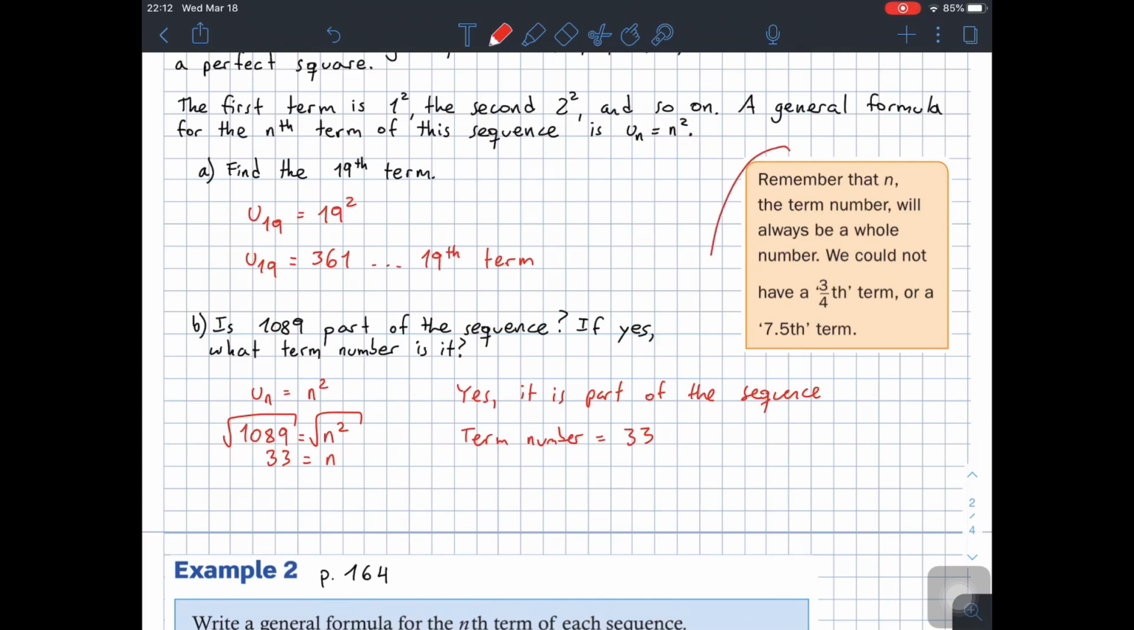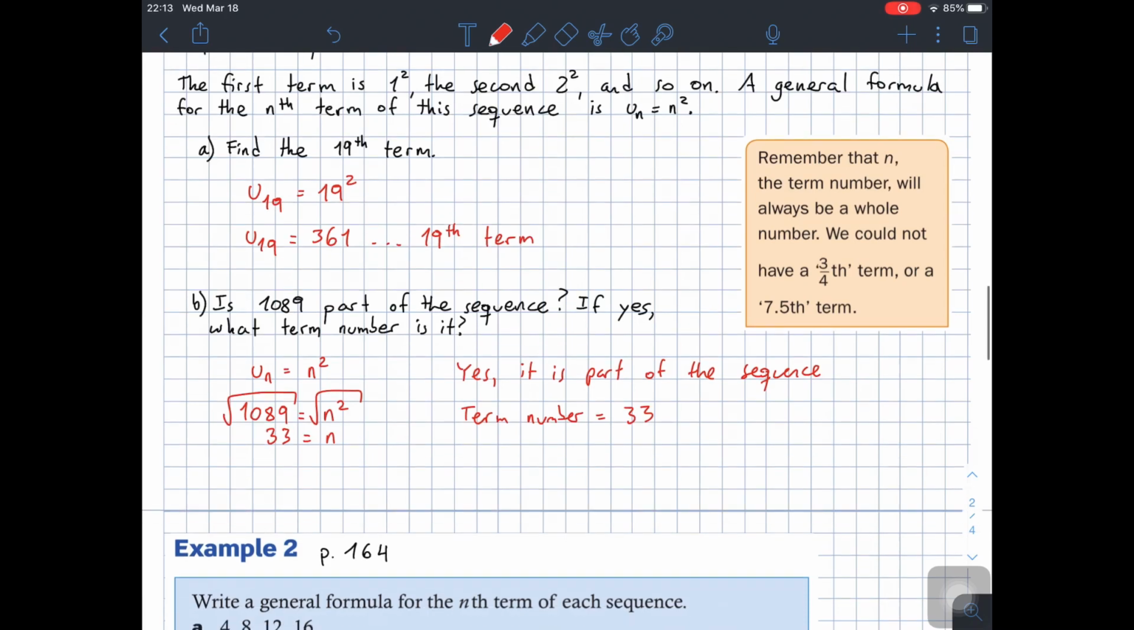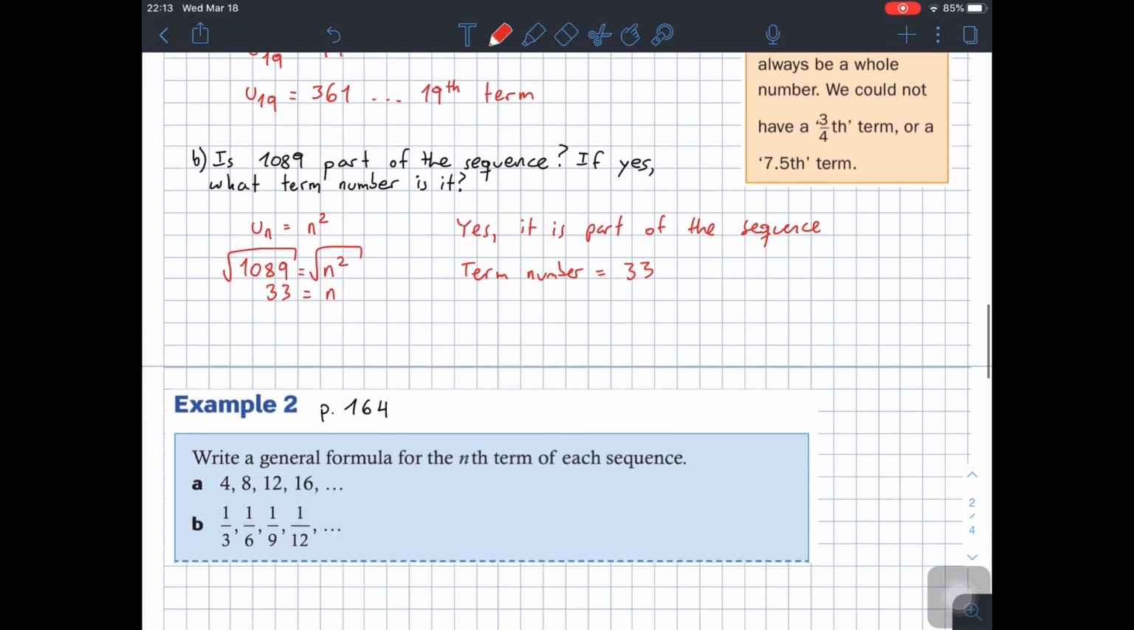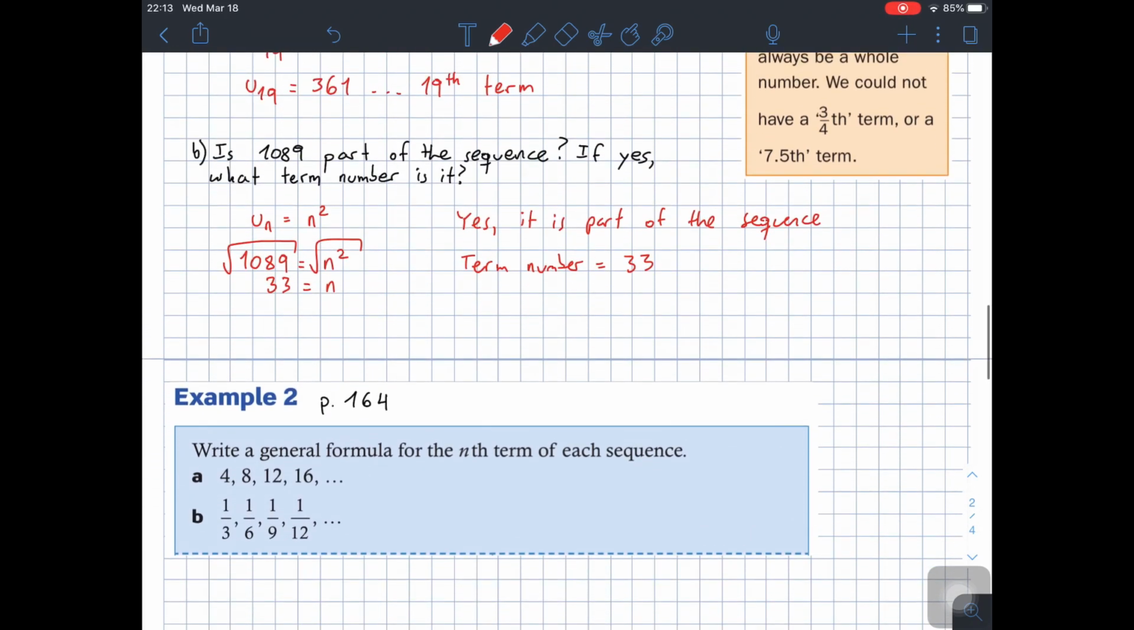Here's a very important thing for you to always have in mind. Remember that n, which is the term number or the term position, will always be a whole number. We cannot have a 3/4 term or a 7.5 term, right? The position of a number is always a whole positive number.